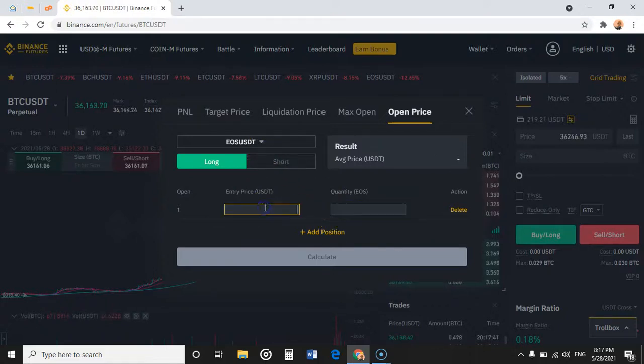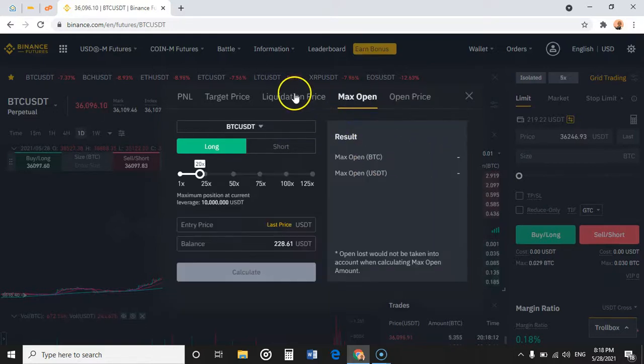Or you can change this to another cryptocurrency like EOS USDT if you want. Okay, and come here and input something like at $6 you want to long, and you want to buy about 1,000 quantity of EOS. Okay, then you can come here and calculate again. Okay, so that's how to play around with this feature, which is the Binance calculator. It is amazing and it is super easy to use.